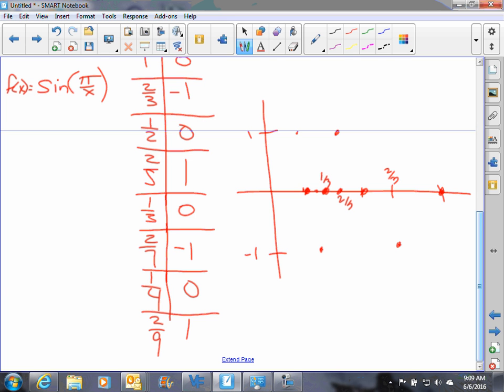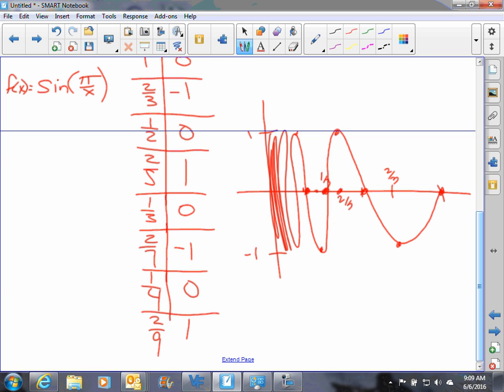And so what you can see, I believe, what's happening here is that we're compressing the sine curve. As we get closer and closer to 0, it's going back and forth faster and faster and faster and faster and faster. And actually, as we approach 0, it oscillates back and forth infinitely fast.